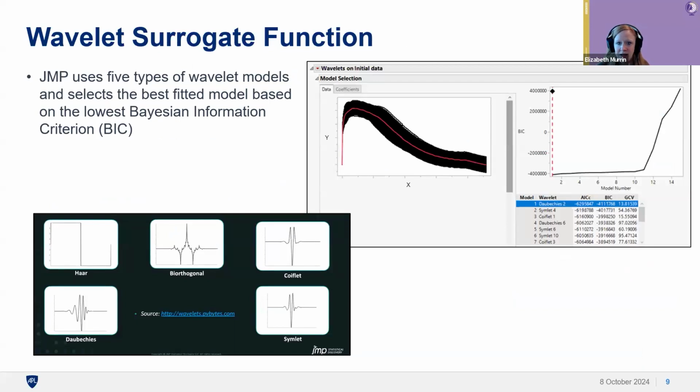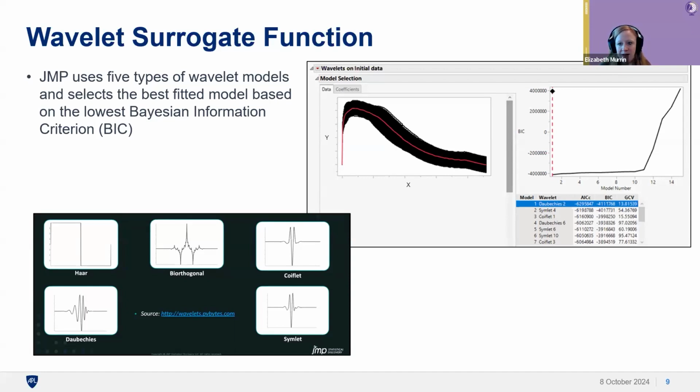So our wavelet surrogate function, this is a screenshot on the right here of JMP and what we ended up getting for our model. So there's 5 different types of wavelet models JMP could select. So you can see on that screen there, the plot of our X and Y, our data. The red line there is going to be the mean. And then those black lines are essentially those 1,000 different runs that we had. And then to the right of that plot is the various different model numbers along with the BIC there on your y-axis. JMP defaults to pick the best fitted model based on the lowest BIC.